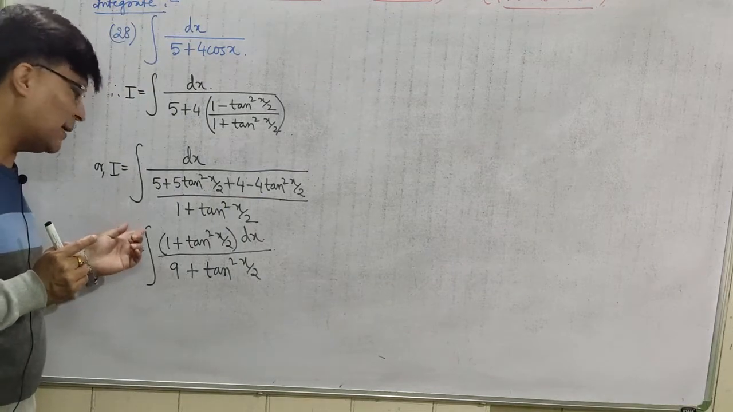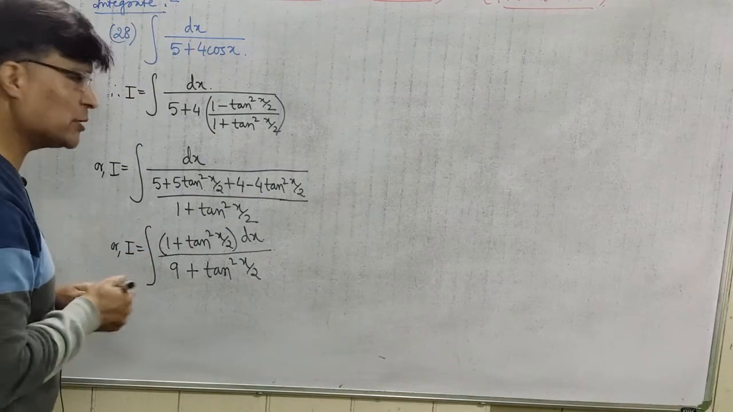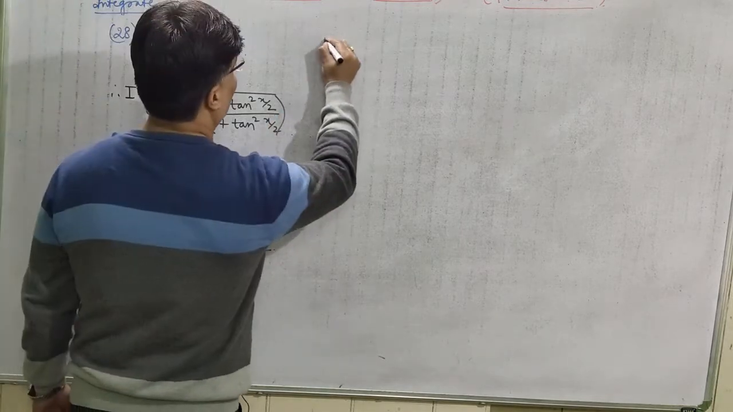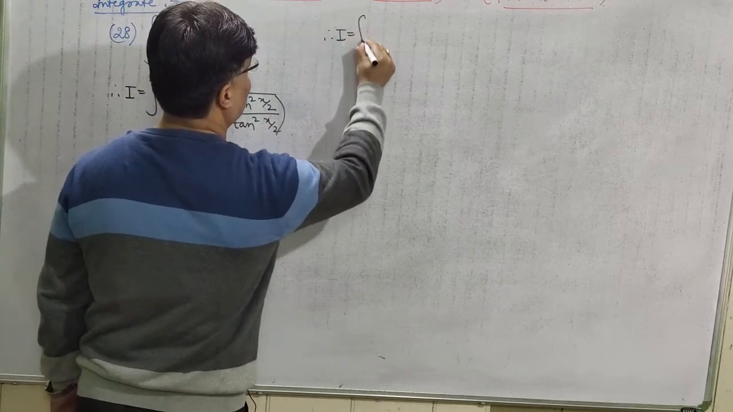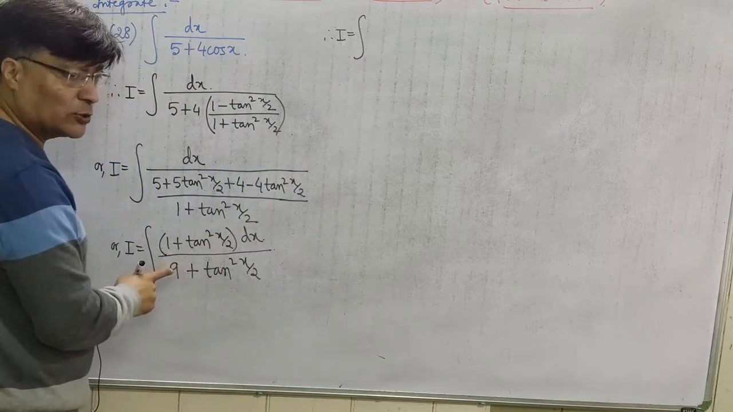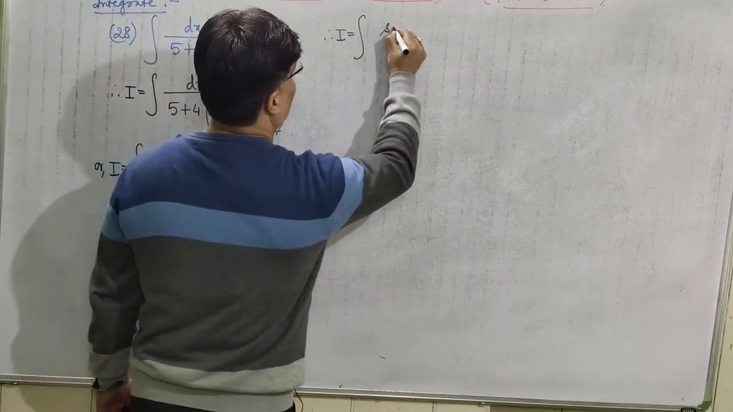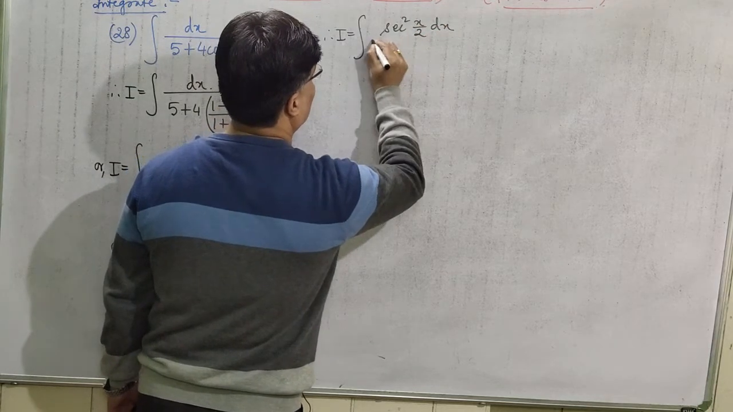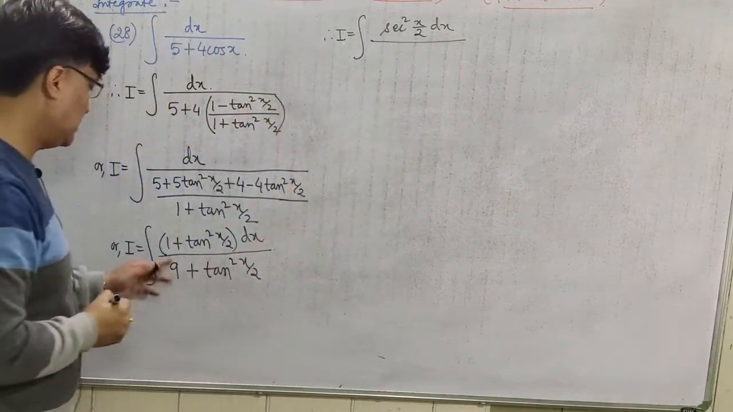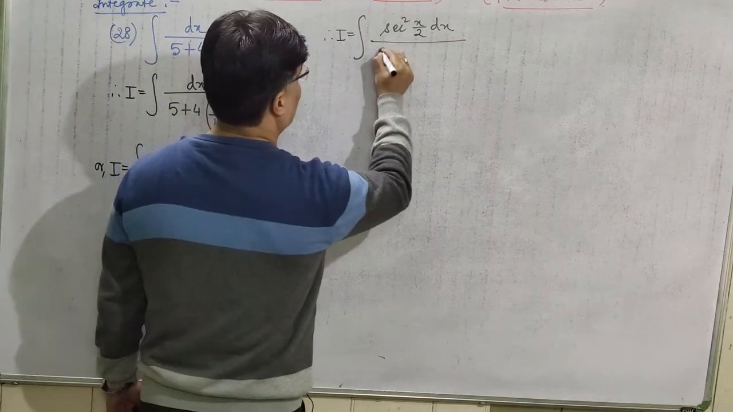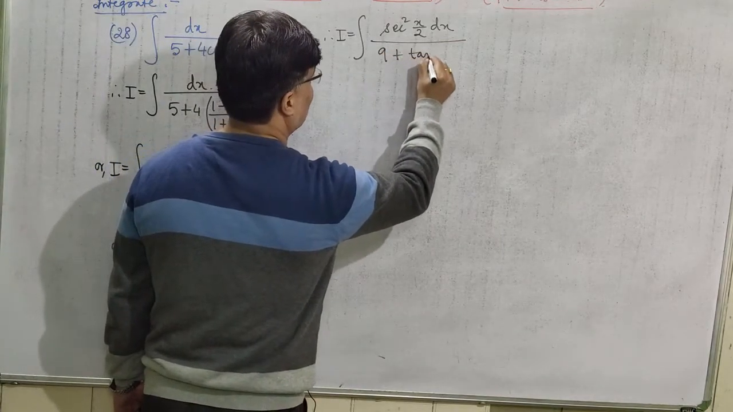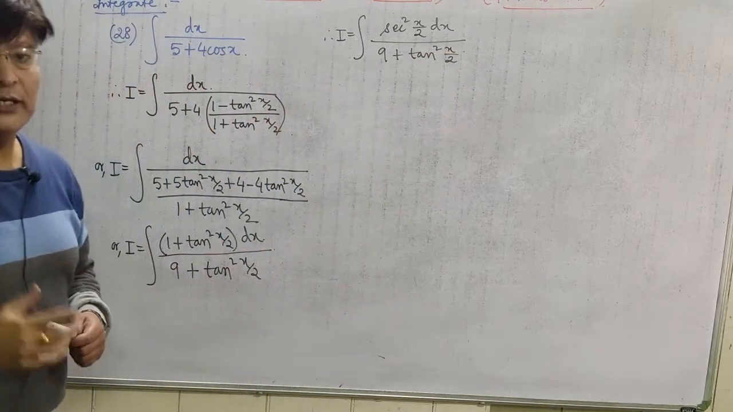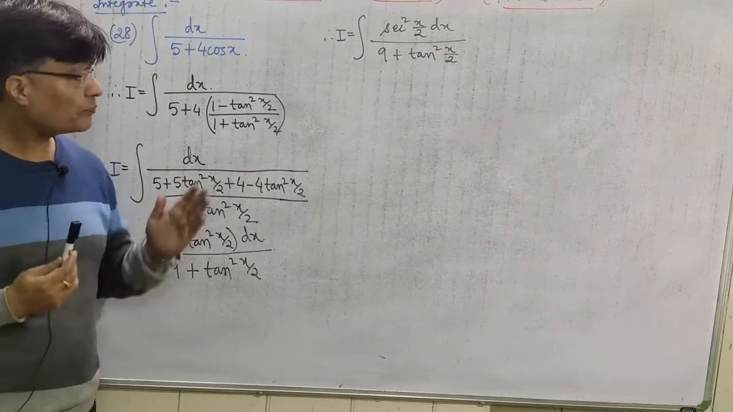In the next step, what is 1 plus tan square x by 2? It is sec square x by 2. That is the formula, isn't it? So therefore, I is equal to the integration of, what is 1 plus tan square x by 2? It is sec square x by 2 dx divided by, in the denominator, 9 plus tan square x by 2. So now you can use the method of substitution.